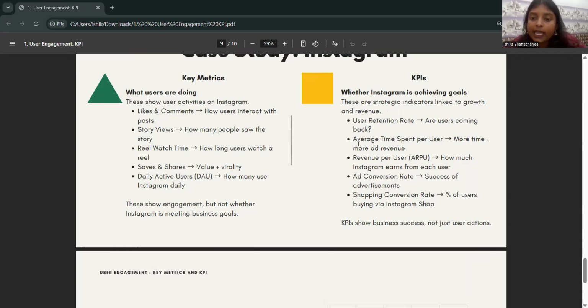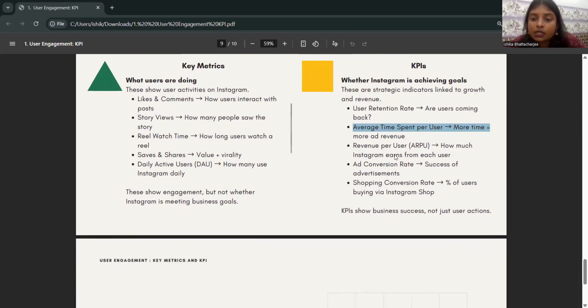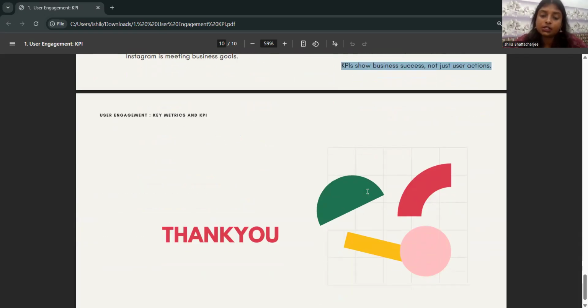More KPIs are like average time spent per user. So, more time is equal to more ad revenue. So there are these kinds of other key metrics. So now KPIs show business success, not just the user actions.